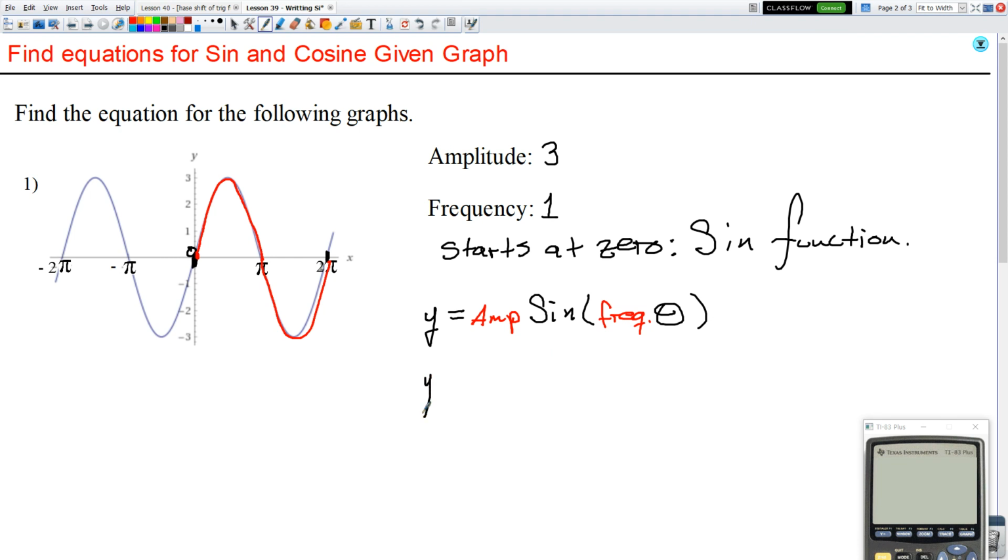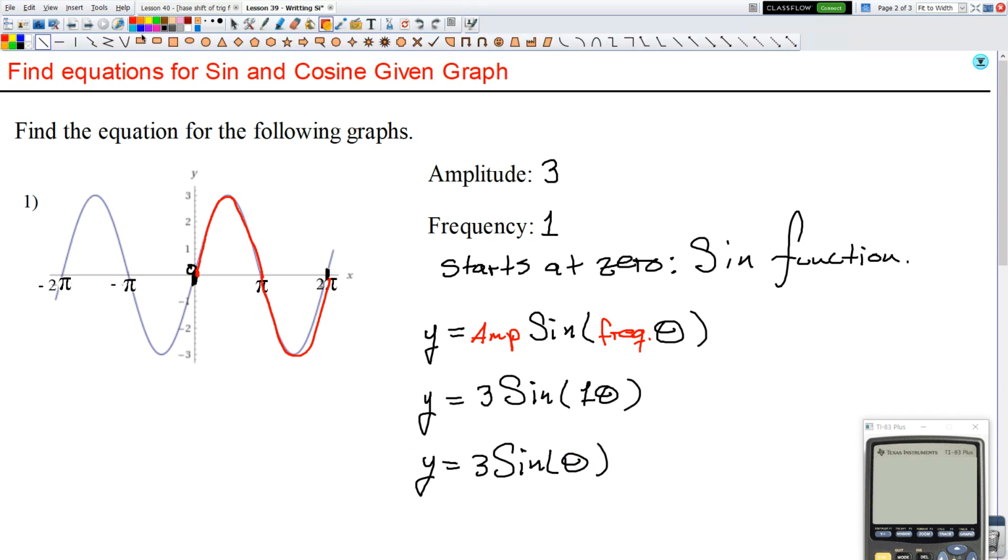So we have those values. We know that the amplitude is 3, so it's going to be 3 sine. We know that the frequency has a value of 1, so that's 1 theta. If you just want to simplify this, you get 3 sine of 1 times theta, which is just theta. So this will be an equation such that if you graph this equation, you will obtain this graph.